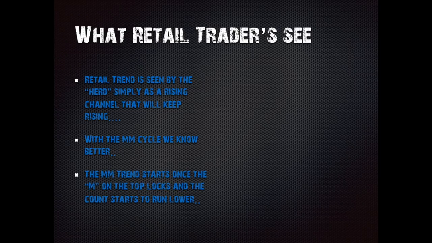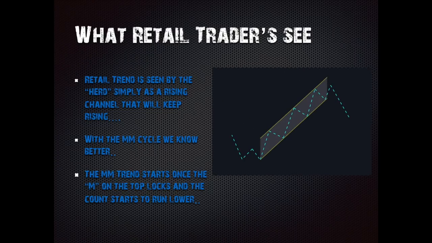Now, the market maker trend starts once the M or W on the top or bottom locks and the count starts to run lower. Let me show you what that looks like. So here we have the channel, right? The uptrend channel that all the herd, the retail traders, are looking at, and they're looking to buy, right? They'll look to buy at either level 1, level 2.